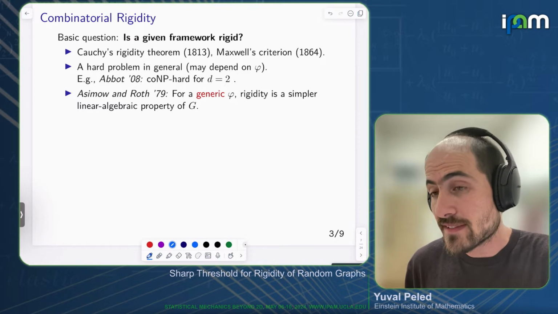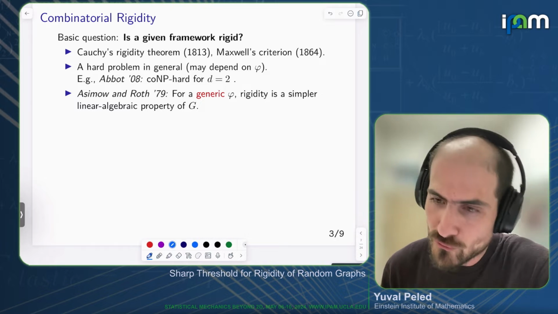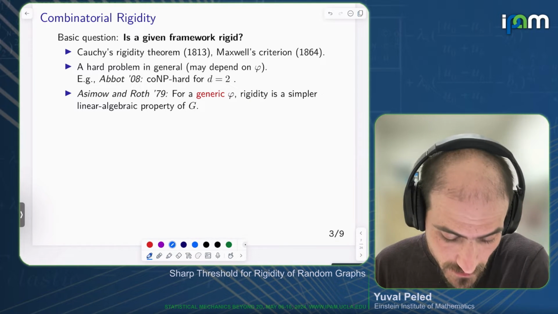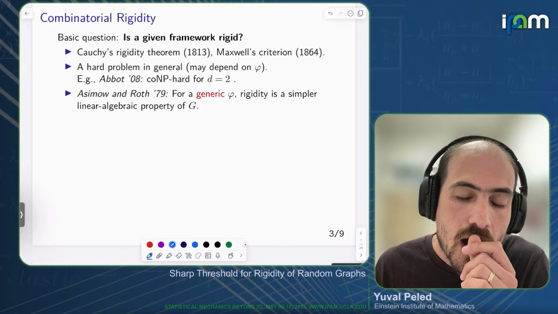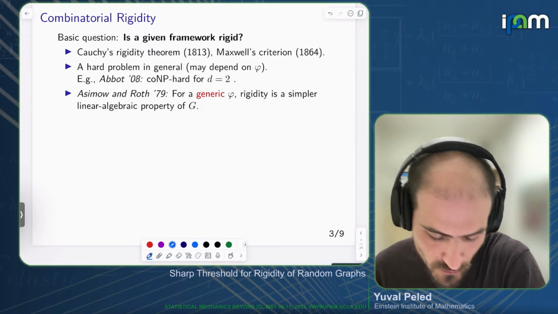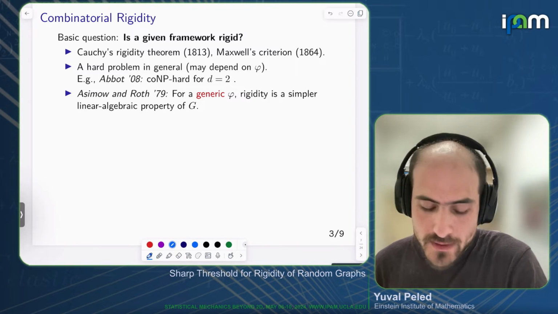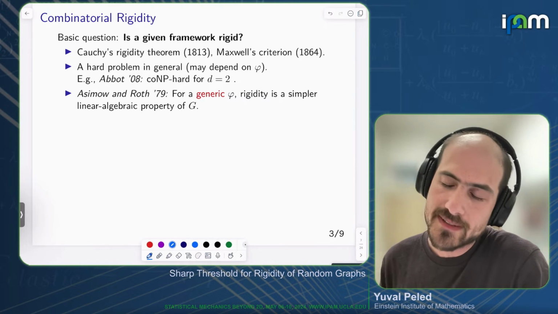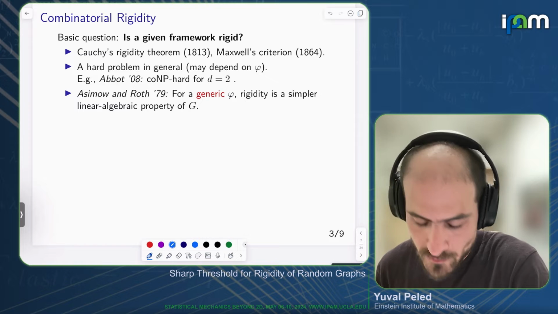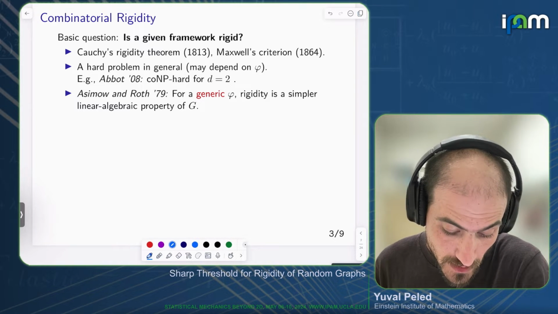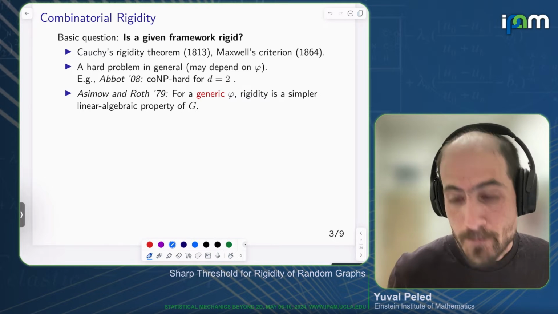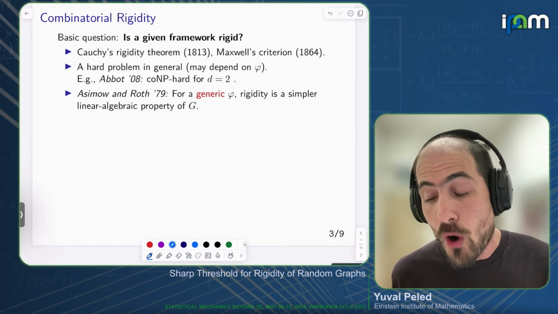But perhaps surprisingly, the question if a framework is rigid or not depends quite a lot on the map phi. And it turns out that if phi is generic, that is, random by some continuous distribution, or formally you want to say that the entries of phi are algebraically independent over the rationals or over the integers, in that case, rigidity is a somewhat simpler property, and in particular, it depends only on the graph G.